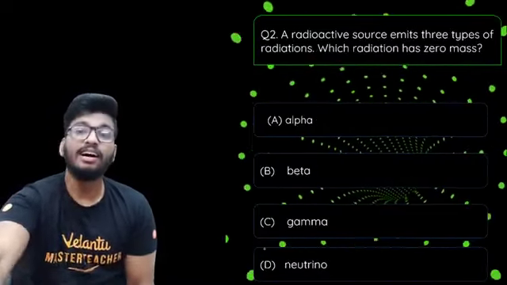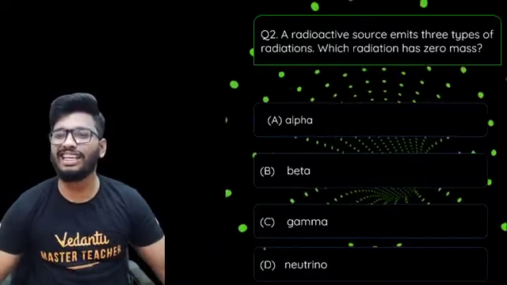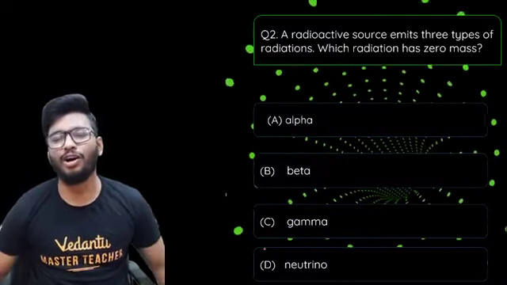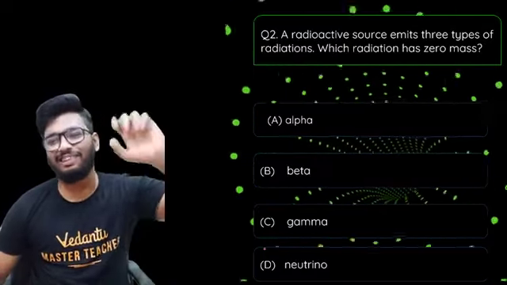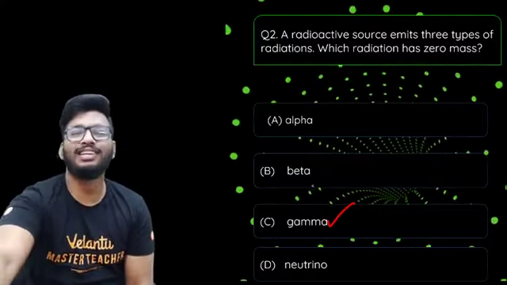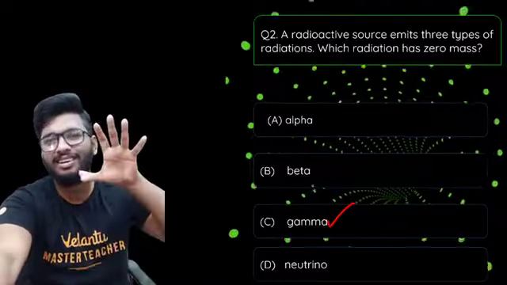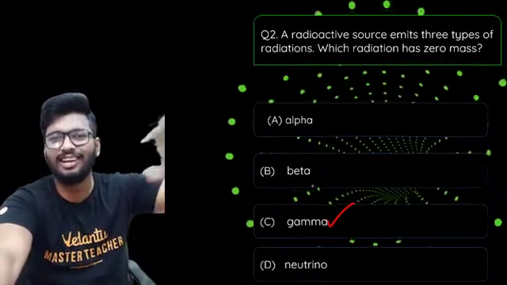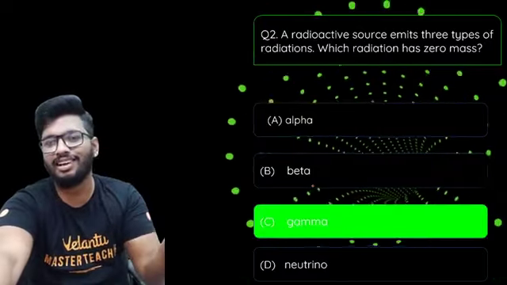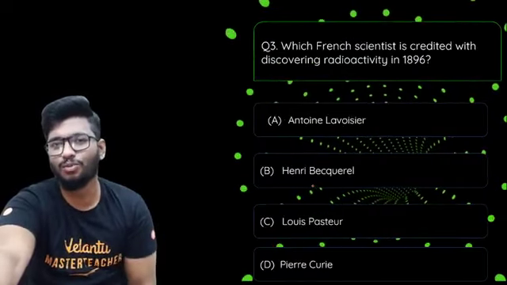Moving on to the second question. A radioactive source emits 3 types of radiation. Which radiation has 0 mass? Alpha, beta, gamma, neutrino. You know the answer for this one, guys. In 5, 4, 3, 2, 1, gamma, people. Gamma has 0 mass, not alpha or beta. That is why you see that they also get deflected in a magnetic and electric field, whereas gamma, on the other hand, has no mass whatsoever.